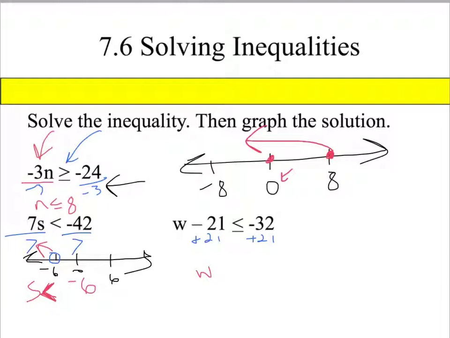Negative 32 plus 21. Well, when you look at that, you are going to subtract those 2 integers. So 32 minus 21, that's going to give you 11. But it's negative, so negative 11. Again, what is our symbol? Again, we have less than or equal to. We don't change our symbol because we are not multiplying or dividing by a negative number.